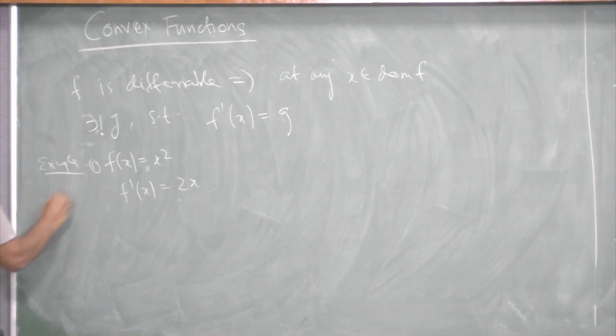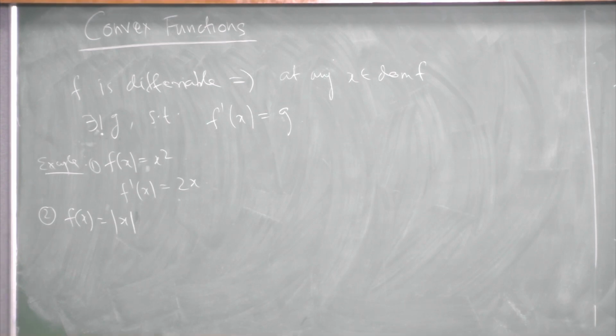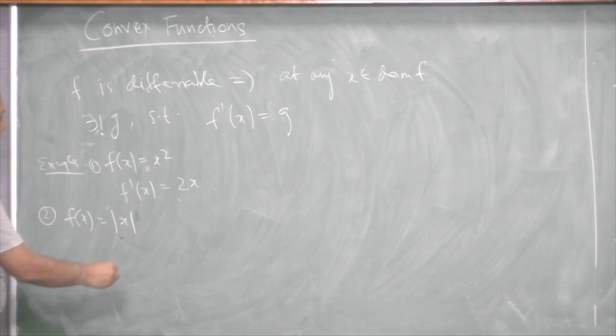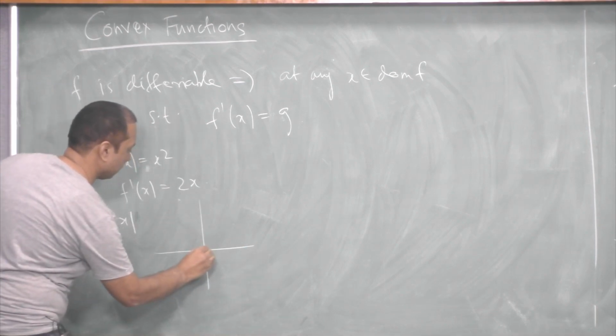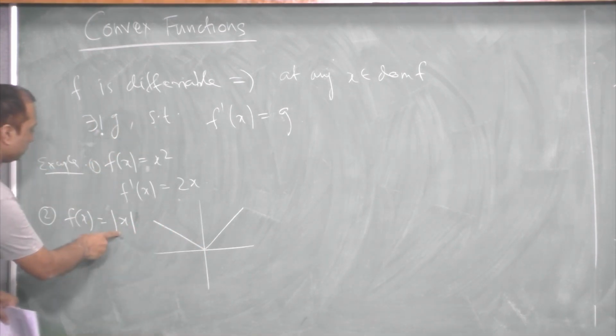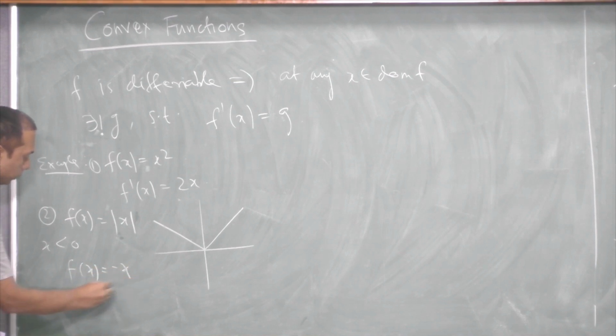Okay, but the non-example is f(x) equals mod x. So f(x) equals mod x does not have a unique slope at all the points. So where does it not have a unique slope? At which point? At 0, right? So meaning here this point, right? Because at each point x less than 0, this is negative, so f(x) is minus x. So here I can take the derivative. So f prime of x is minus 1.